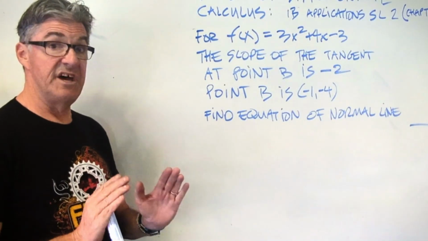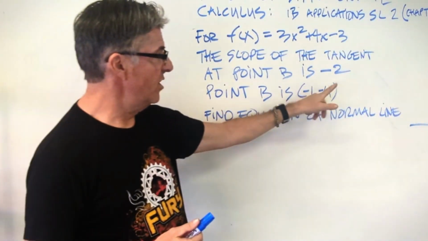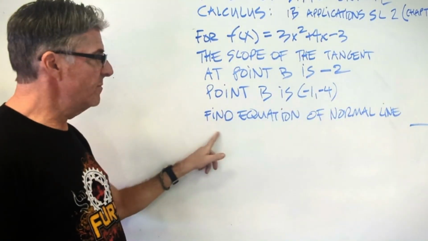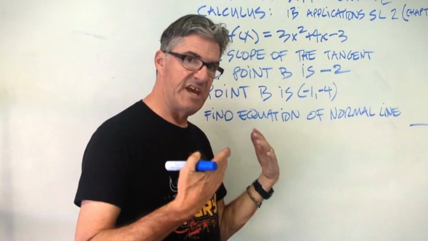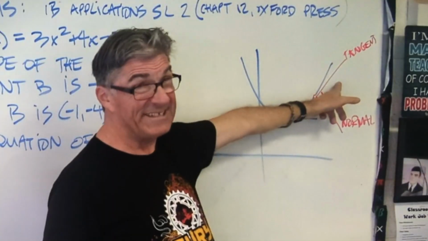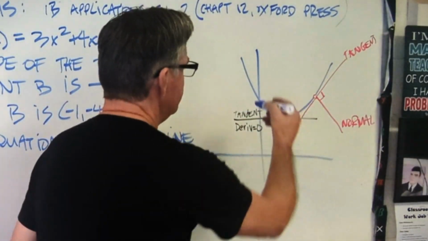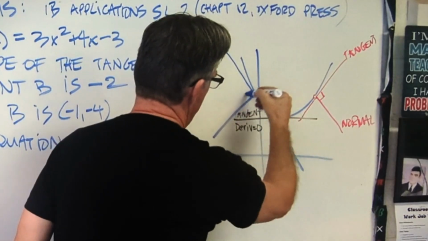Okay, not done. Second prompt. We've got B, we know it's negative 1, negative 4. Now we're being asked to find the equation of the normal line. So let's go over to this graph again and just take a look. This could be our tangent. Actually, this is not right. That's got a positive slope. So really what we have is a tangent line somewhere over here, and we have a normal line like that.